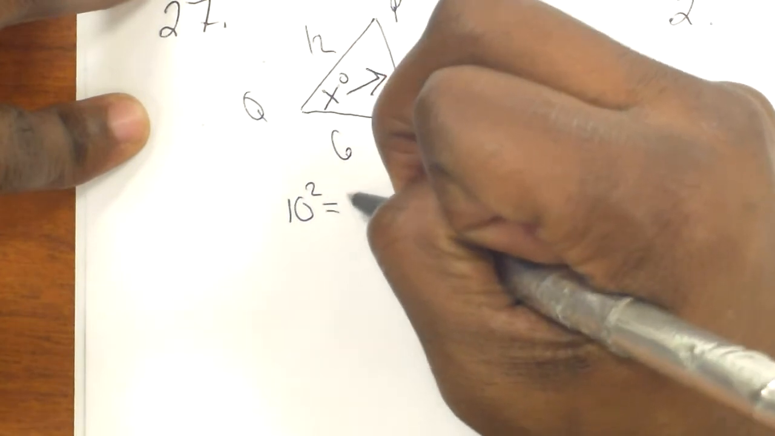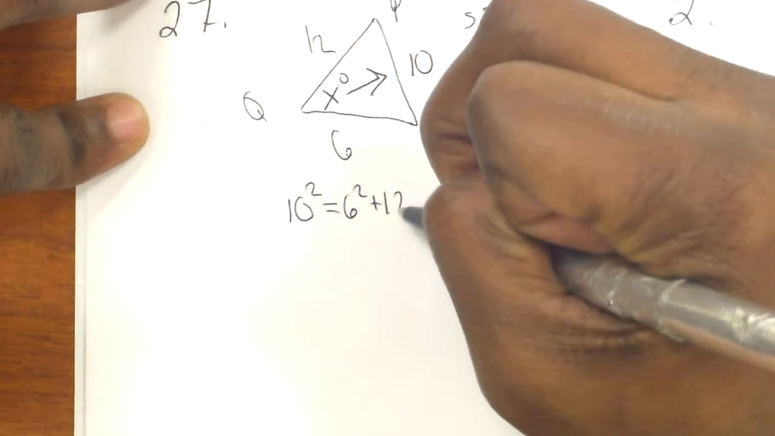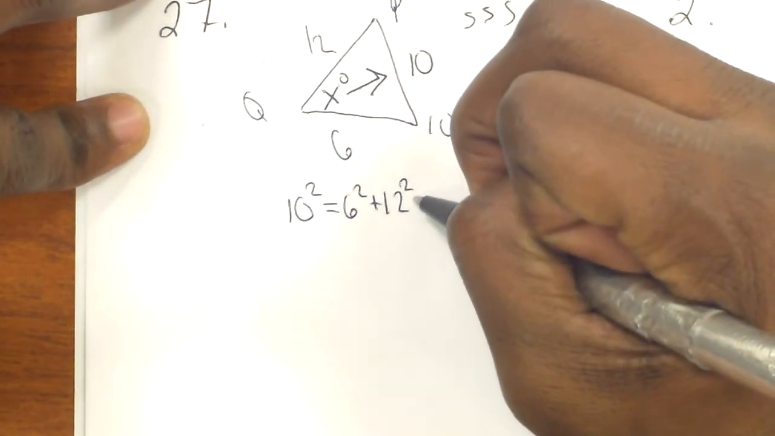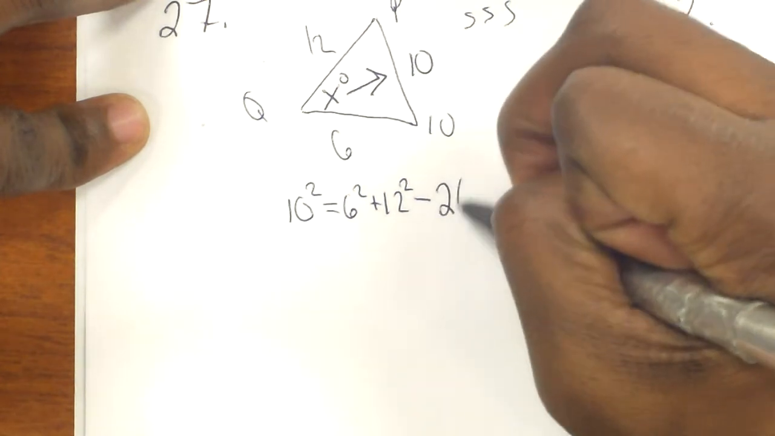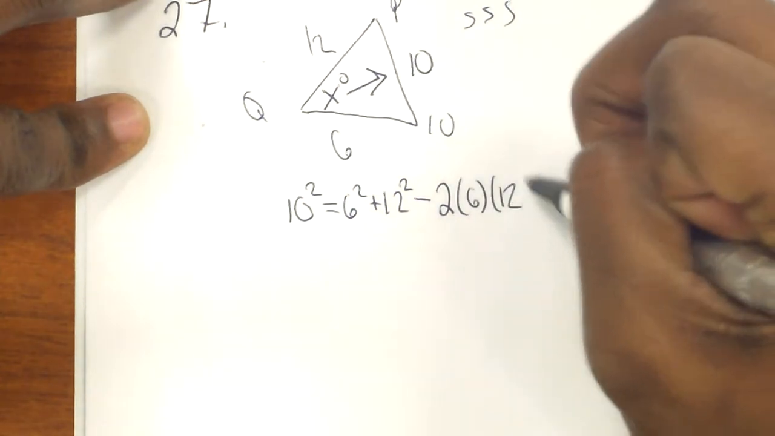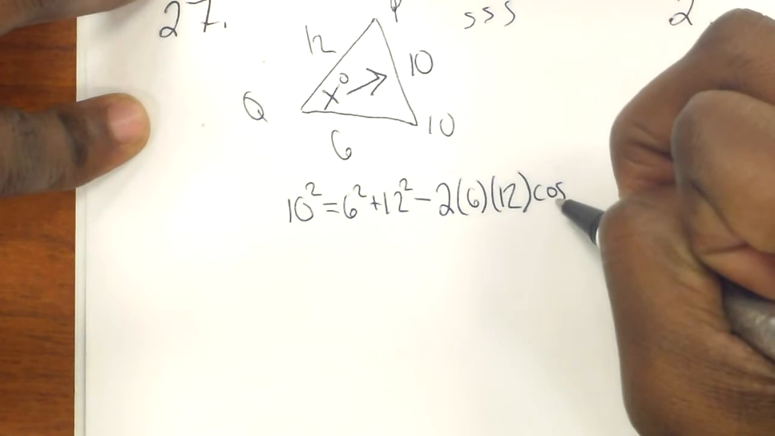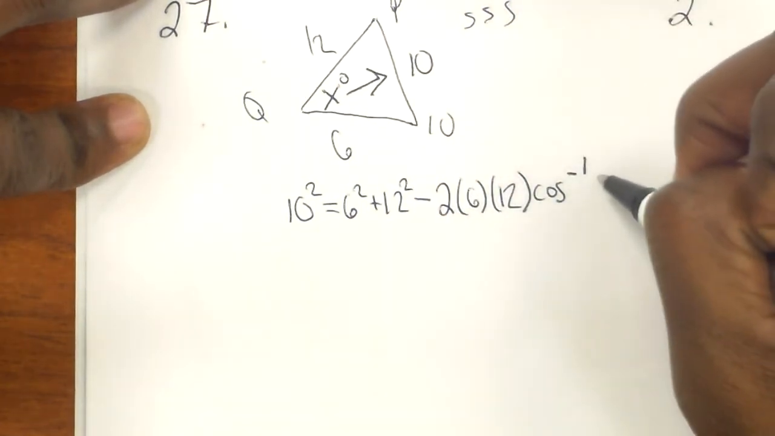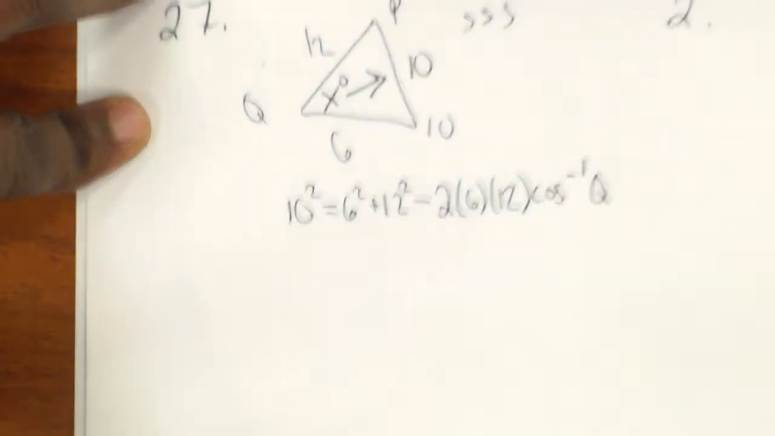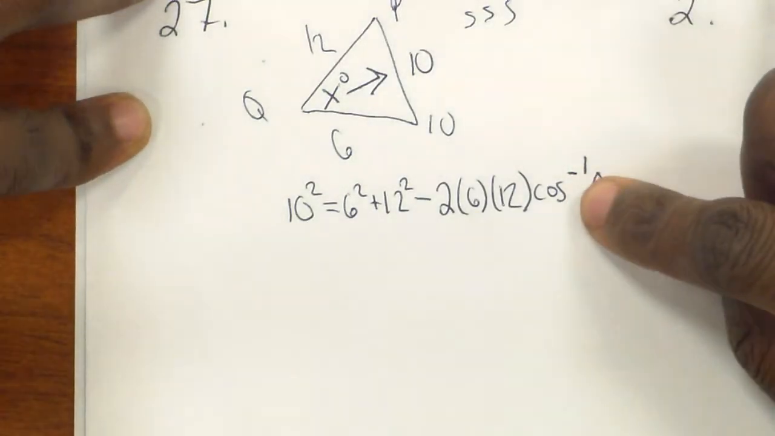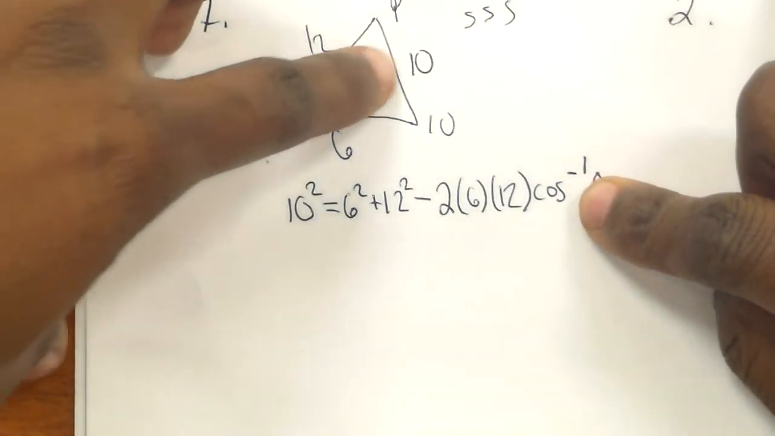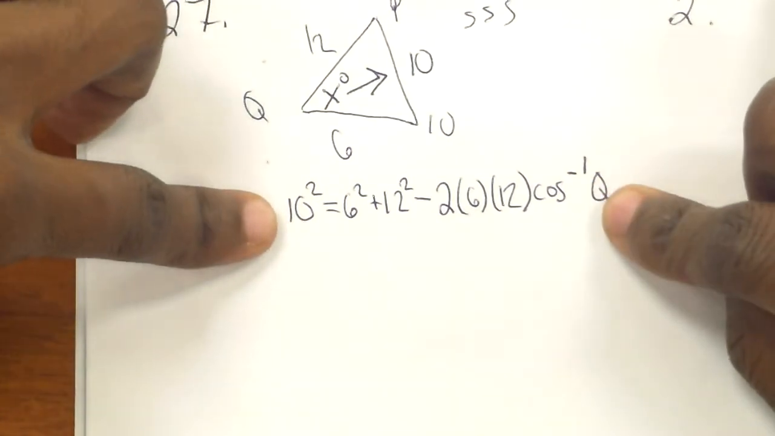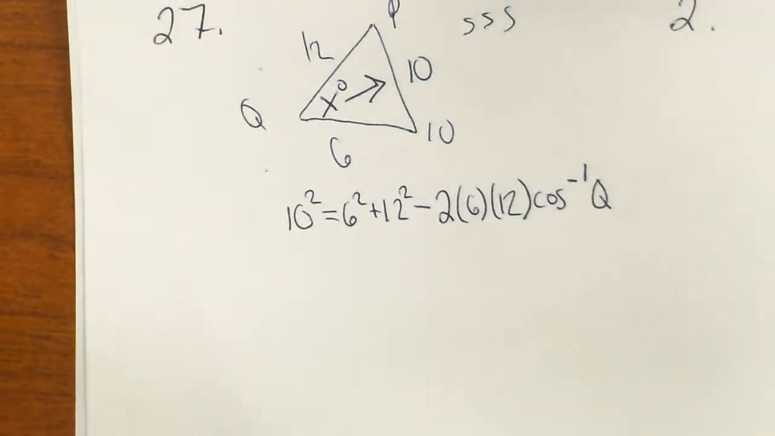10 squared equals 6 squared plus 12 squared minus 2 times that 6 and that 12 again. And remember, it's the law of cosine. And we do not know our angle, so this is going to be cosine inverse. And I'm going to put Q since that's what we're looking for. So the opposite of our unknown is 10, so that's why 10's on the outside and the cosine Q is there. So now it's just calculating.